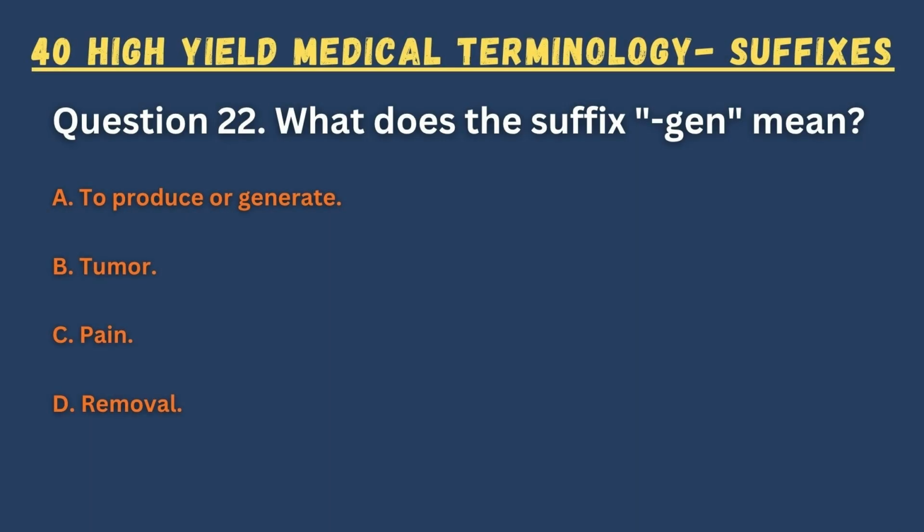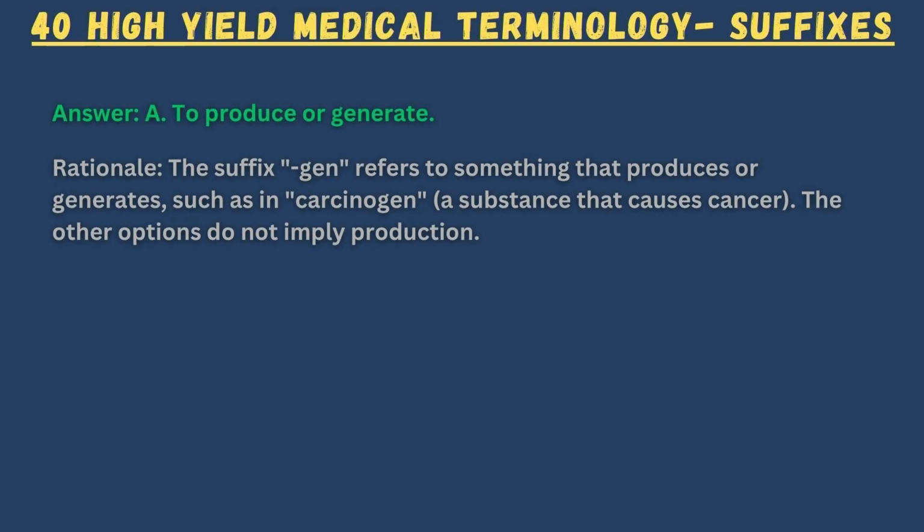Question 22. What does the suffix gen mean? A. To produce or generate. B. Tumor. C. Pain. D. Removal. Answer, A. To produce or generate. Rationale: the suffix gen refers to something that produces or generates, such as in carcinogen, a substance that causes cancer. The other options do not imply production.